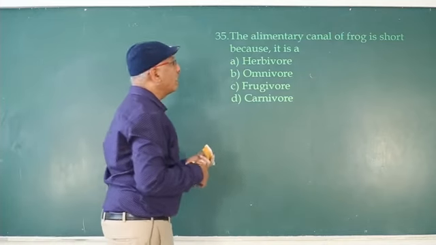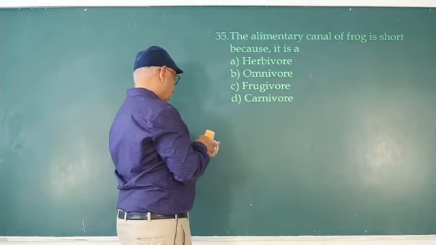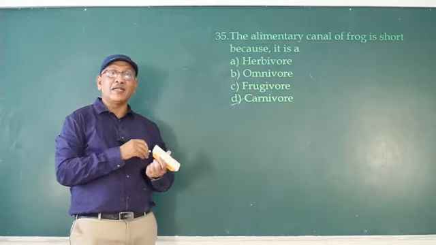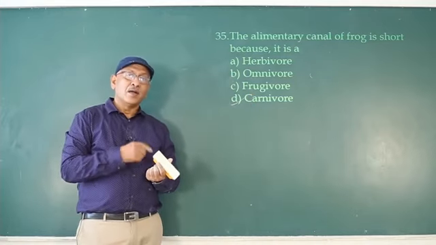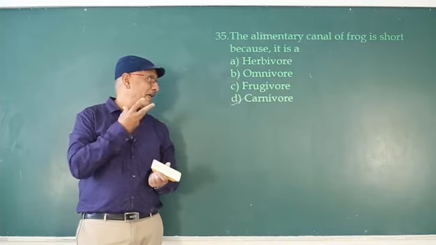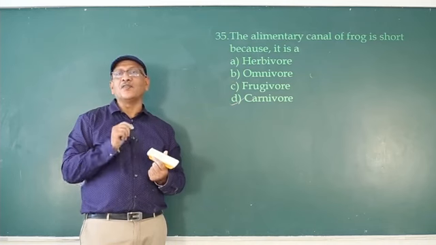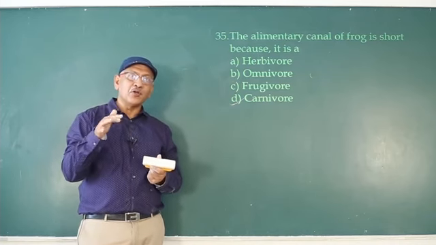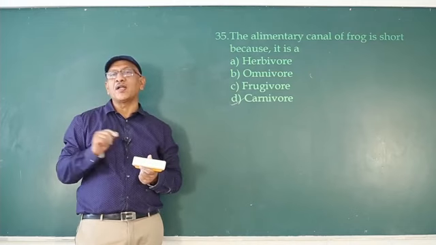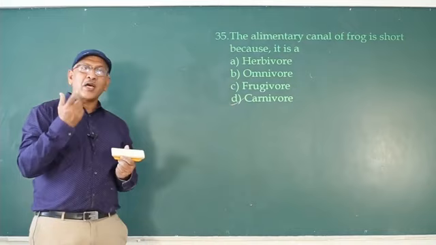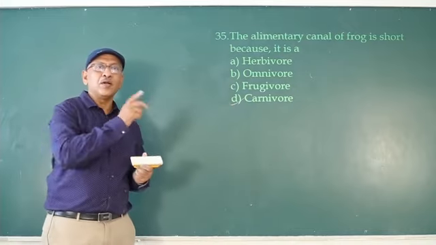The alimentary canal of frog is short because it is a carnivore. Why in carnivores is the alimentary canal short? Digestive ability is more. So they digest most of the ingested food, most of the consumed food. That's why there is no need to absorb each and every food particle. In case of herbivore, absorption power is more when compared to carnivore.